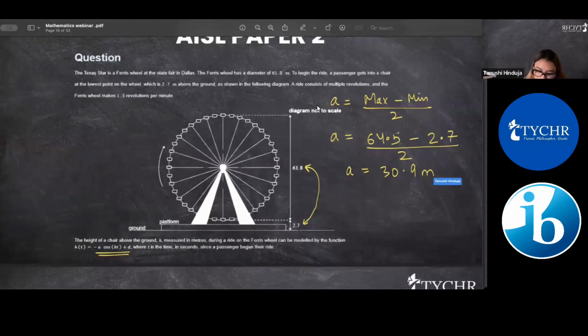That's straightforward. B is related to the period of the revolution. So first let's find the period. So we know it's 1.5 revolutions per minute.